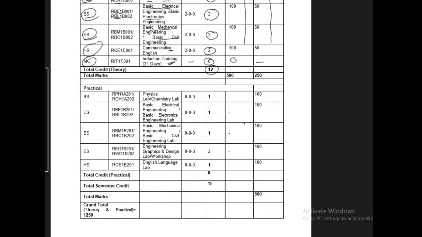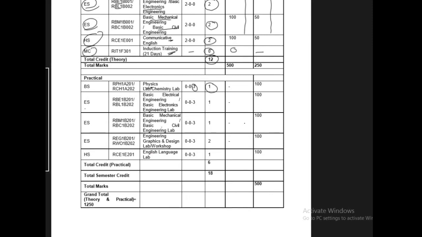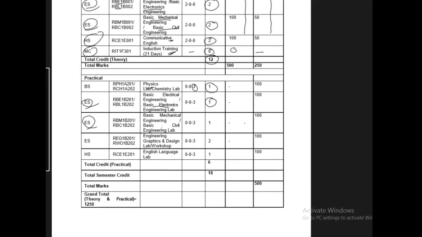Now we'll move to the practicals. For whatever subject you have, physics, you have the physics lab whose credit is 1. Here you look, the practical is 3 hours. Then engineering science courses, you have basic electrical and basic civil engineering, again the credit is 1. Again the second engineering course, you have basic mechanical and basic civil engineering, then the credit is 1.